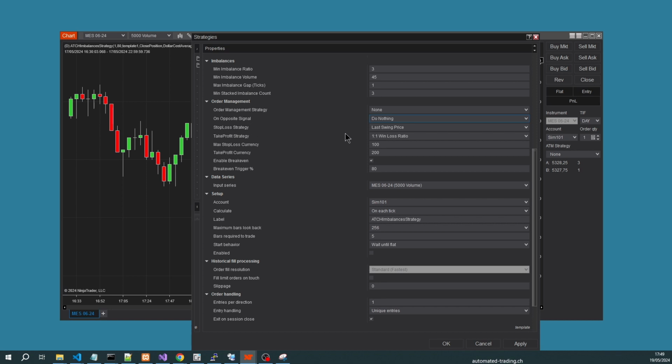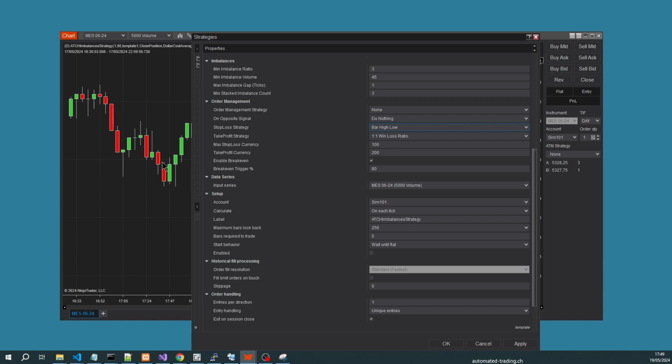Then you have the stop loss strategy. This is a very important parameter. You have three choices. You have the bar high low. This will set the stop loss to the current bar high or low.